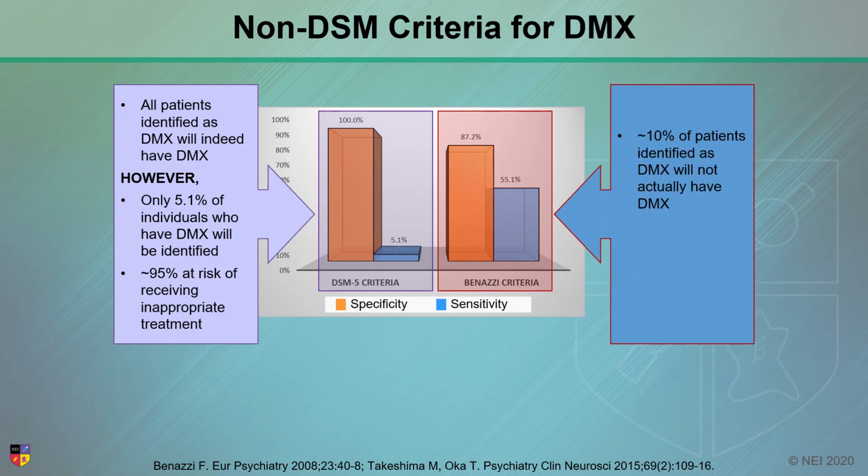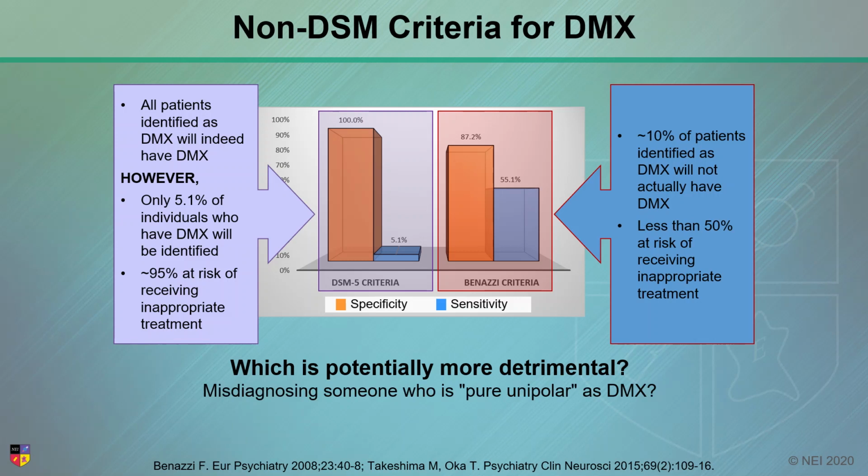Now, if you use the Benazzi criteria, only 10% of patients identified as depression with mixed syndromes will not actually have that. So only 10% are incorrectly identified, and less than 50% are at risk of receiving inappropriate treatment. That's a big difference.